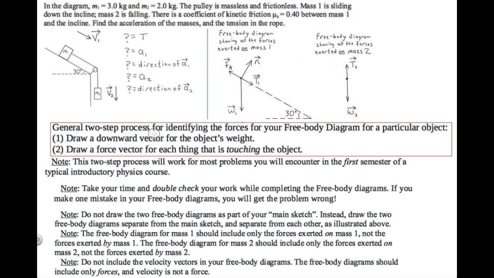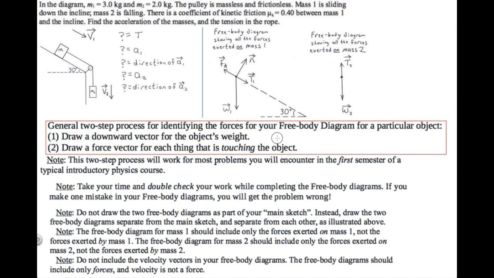You should now pause the video and memorize this general two-step process for identifying all the forces for your free body diagram for each particular object. The key to this process is to systematically ask yourself what is touching the first object, and then systematically ask yourself what is touching the second object.